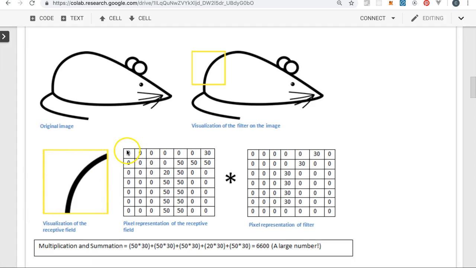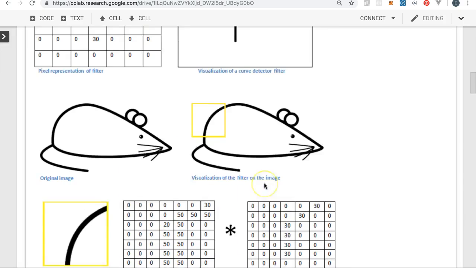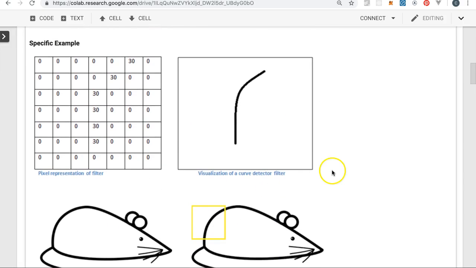Okay. So in this yellow box, the computer sees a series of numbers, 0, 0, 0, 0, 0 till 30. And it goes all the way down to the right, all this stuff. So it sees that. What the CNN is trying to do is create a filter to run across to see what numbers come of it. So for this specific filter, it's looking for a curve. So this is a curve detecting filter.